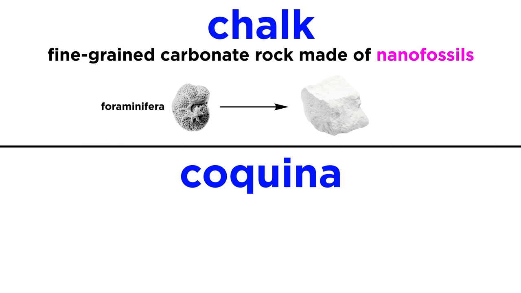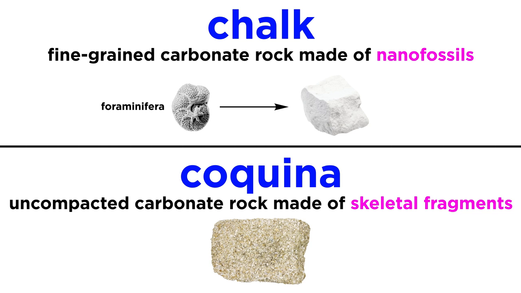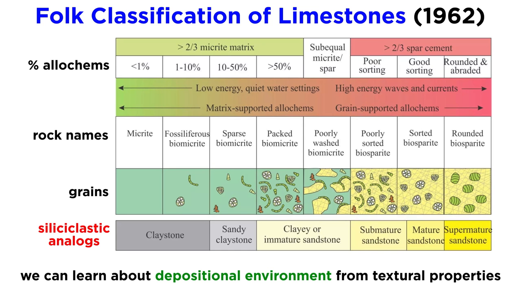Chalk is a type of fine-grained carbonate rock composed almost entirely of nanofossils, such as foraminifera. Coquina refers to an uncompacted carbonate rock composed mainly of poorly sorted skeletal fragments. Like the siliciclastic rocks, inferences can be made about the depositional environment based on textural properties, such as grain size and the degree of rounding and sorting.